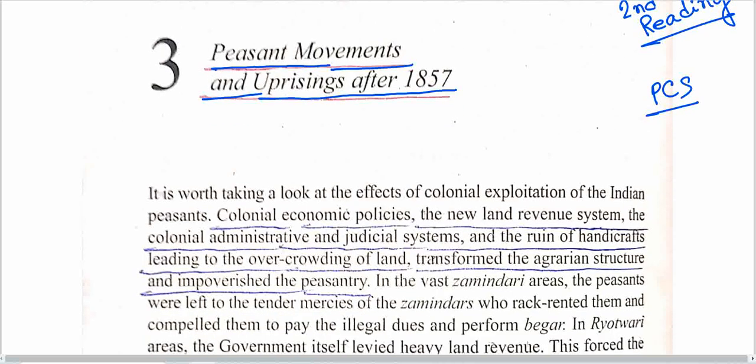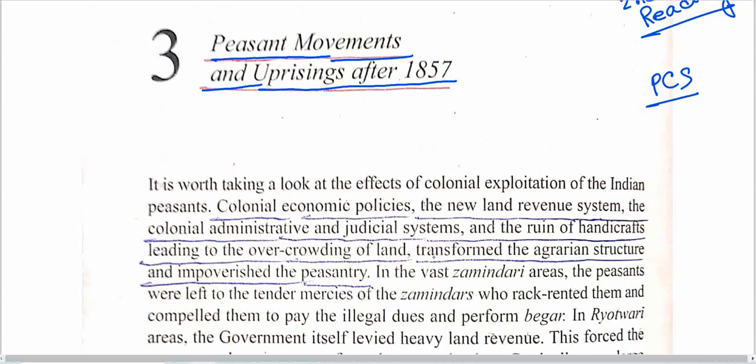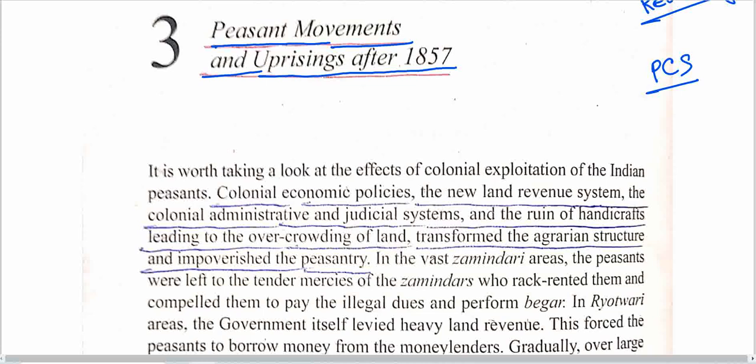The chapter name is Peasant Movements and Uprising after 1857, chapter 3. I have already underlined many important lines which I will definitely add in my notes. The colonial exploitation of the Indian peasants, colonial economic policies, the new land revenue system, and the colonial administrative and judicial systems, and the ruin of handicrafts leading to the overcrowding of land, transformed the agrarian structure and impoverished the peasantry.